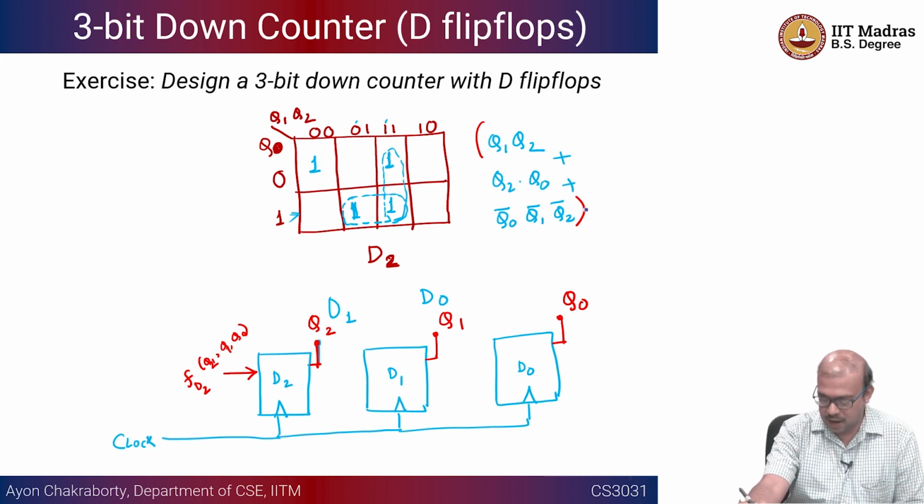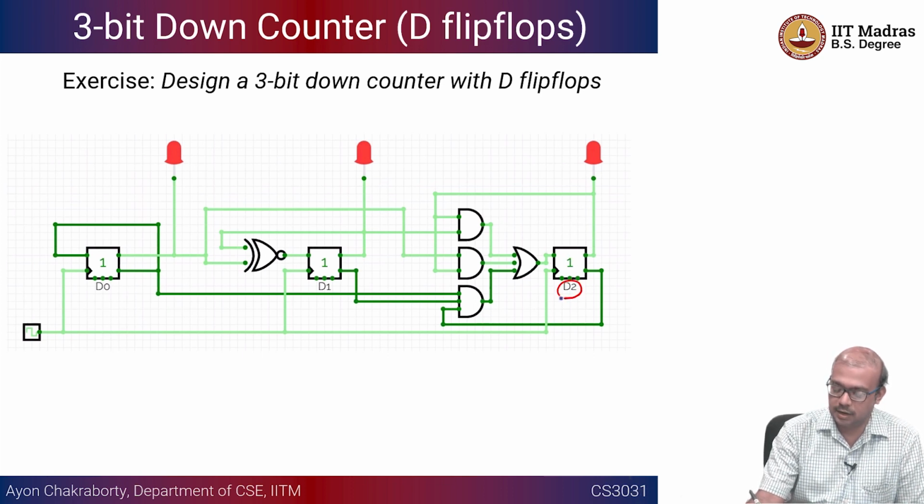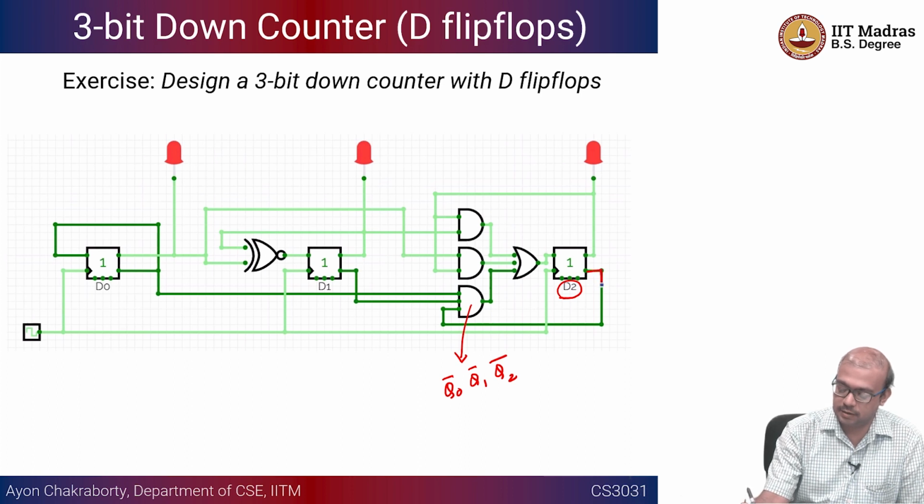Okay, so I have an implementation of this particular circuit, and here you can see this is D2, right? D2 has these two things. One is this, Q0 bar, Q1 bar, Q2 bar, right? You can see these are your inverted inputs. Here also this is inverted, not the top one but the bottom one, which is the inverted one. This is also the same thing, inverted. So this basically is that thing, right?